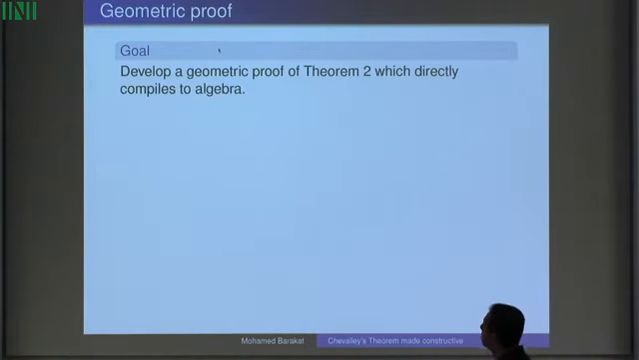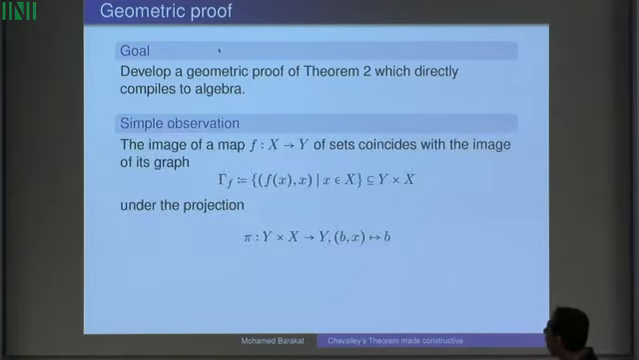So the goal is to develop a geometric proof of Theorem 2, the existence of relative boundary hulls for images, which directly compiles to algebra. And we will implement, and we have implemented, this algorithm simply in these geometric terms. And we have enough software that does the compilation to algebra ourselves. So we do not write a Gröbner-basis algorithm. We write exactly the algorithm as you will see on the slides, completely geometrically. And the software takes care of compiling this to algebra.